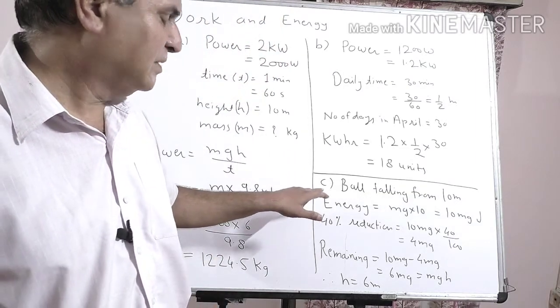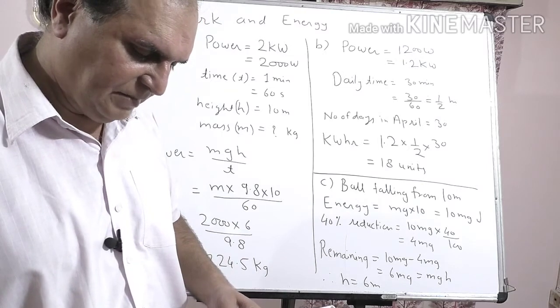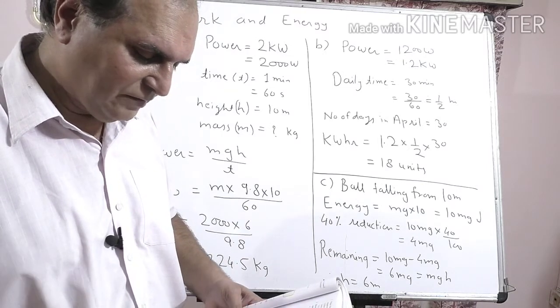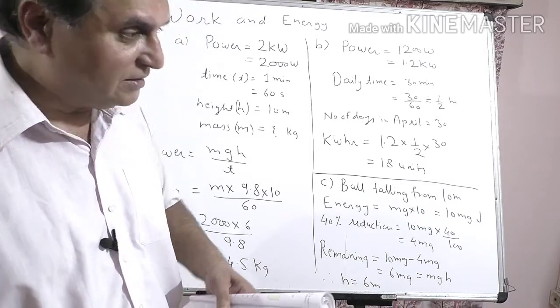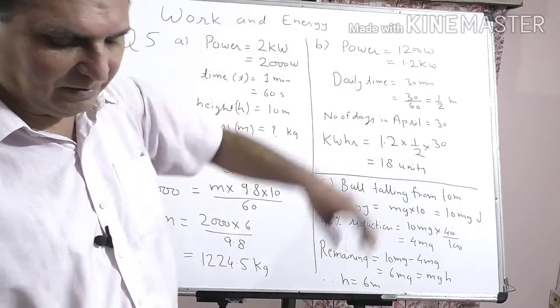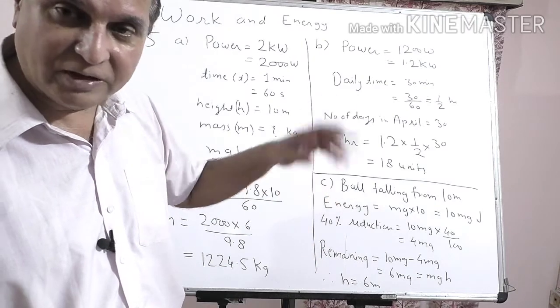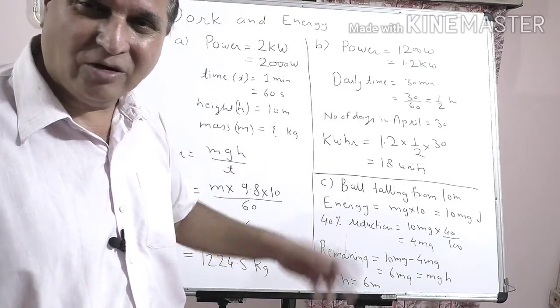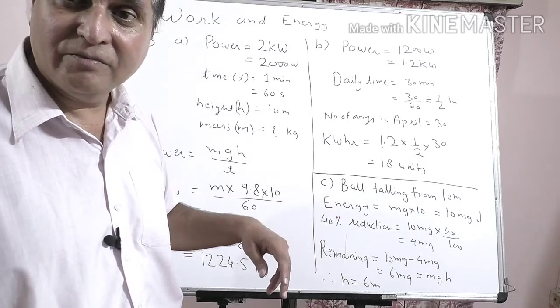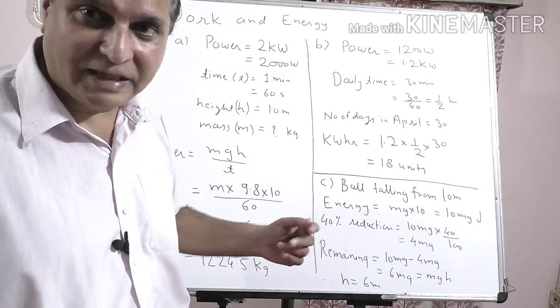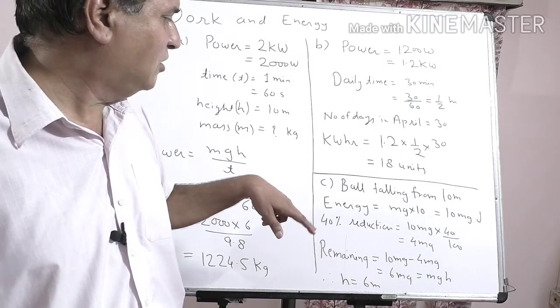C. Understand what is the C sum. If the energy of a ball falling from a height of 10 meter is reduced by 40% after collision. There is a loss in collision, na? Because some part becomes sound energy, some restitution is there. Okay, so there is a loss.